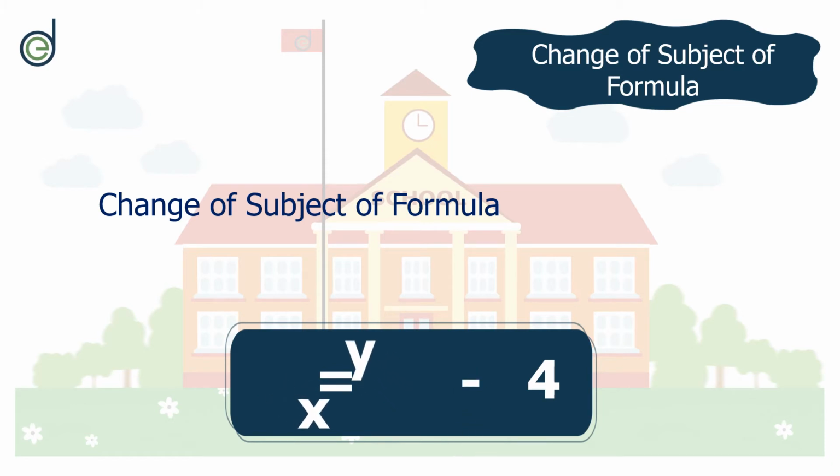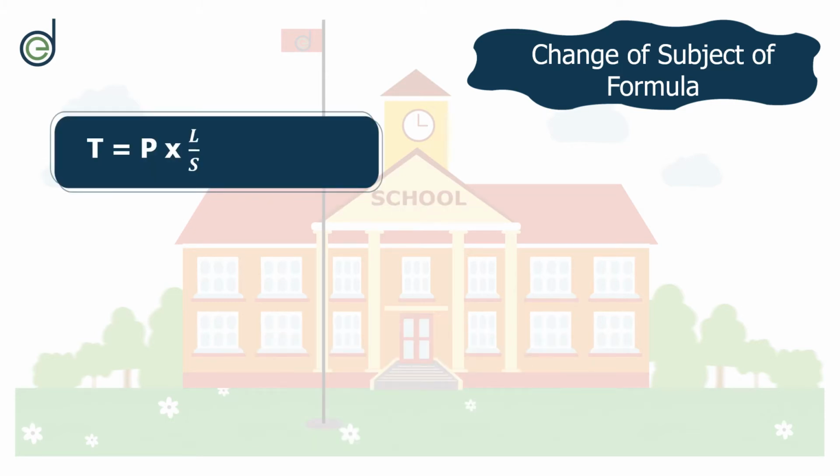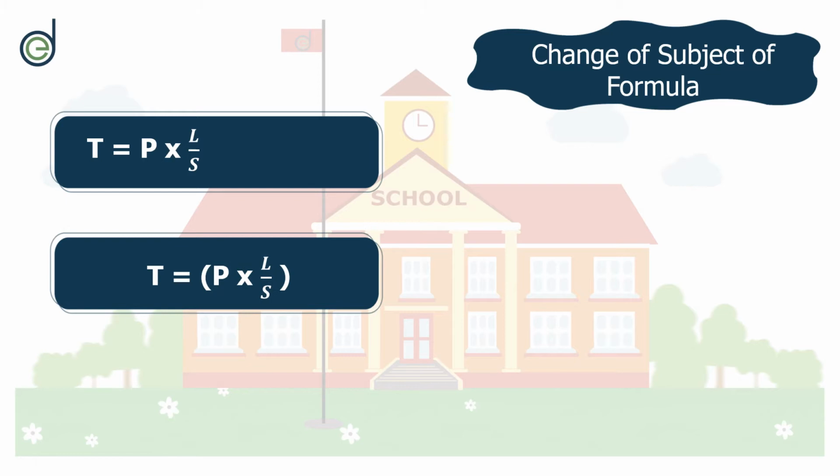To transpose a formula means to rearrange it so that a different variable becomes the subject. For example, in the formula, t equals p times L over s, t is the subject of the formula. We can rearrange the formula so that p becomes the subject. Here is how we do it.